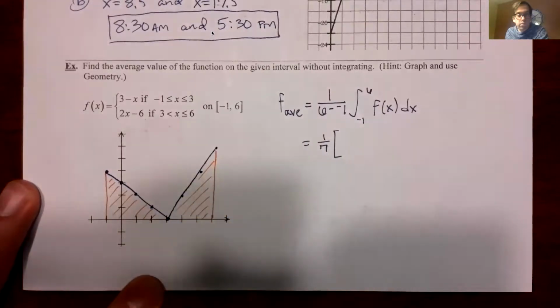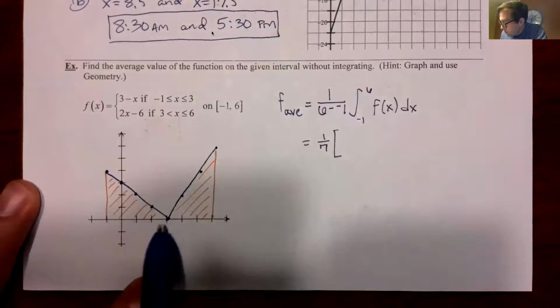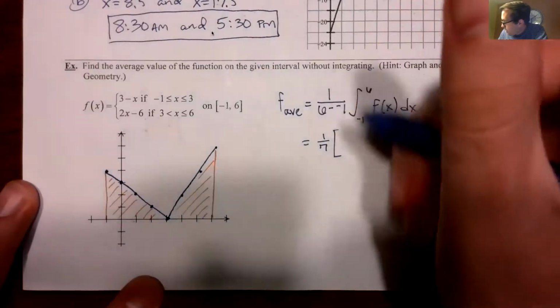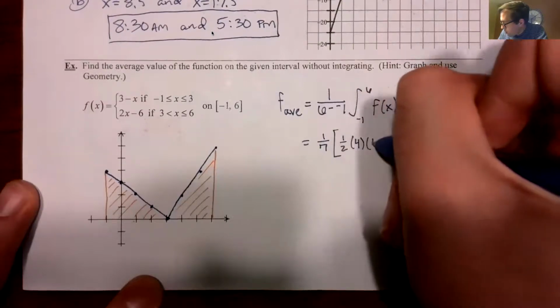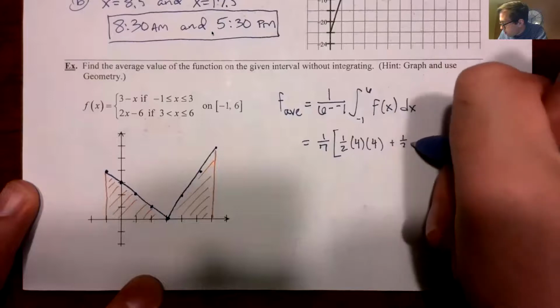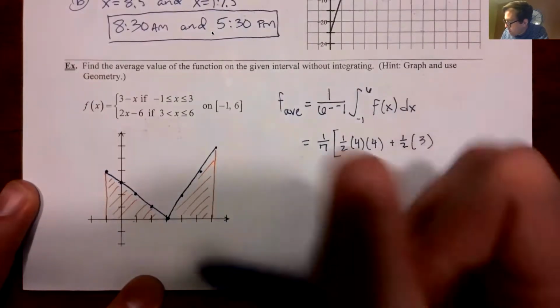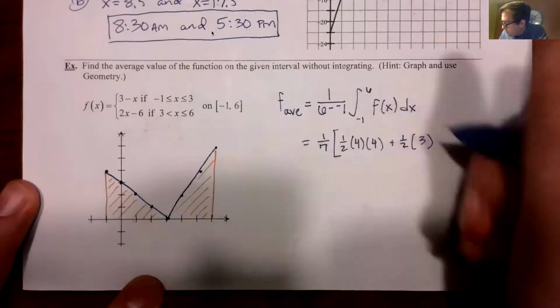And hopefully it's pretty clear that those are two triangles, right? So we're going to do 1/2 base times height. So the first one over here has a 1, 2, 3, 4. Has a base of 4 and a height of 4. So it's going to be 1/2 times 4 times 4 plus 1/2 times 1, 2, 3 times 1, 2, 3, 4, 5, 6 for the height.